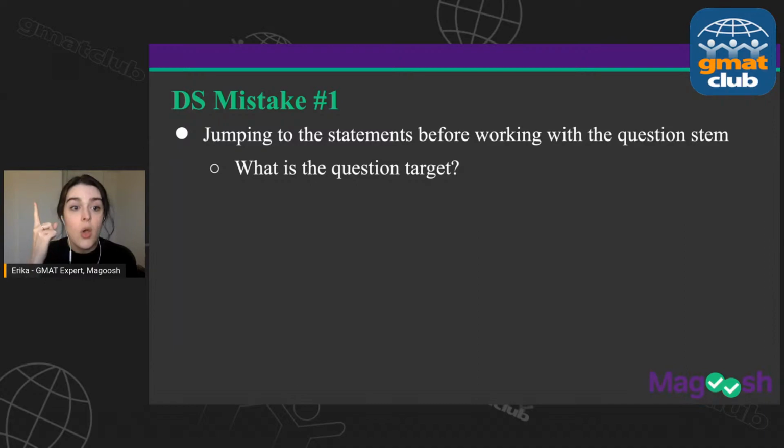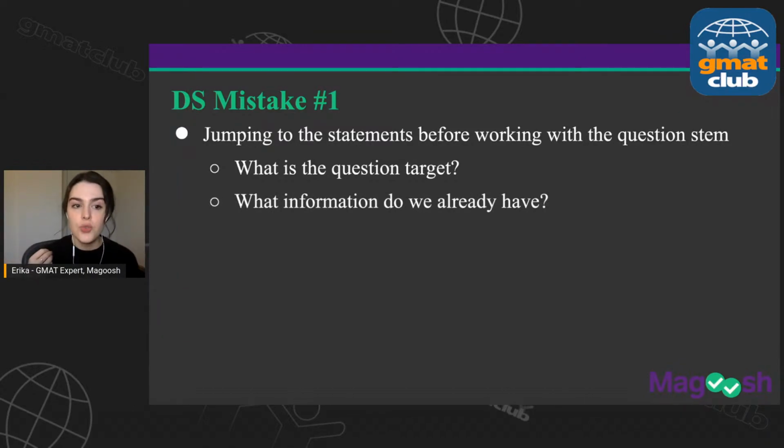So really important: what is the question target? What am I trying to solve for? Is it X? Is it Y? Is it X squared? Is it Y squared? Is it X squared minus Y? What is it? All right. Appreciate what it is so you know what you're looking for sufficiency on.